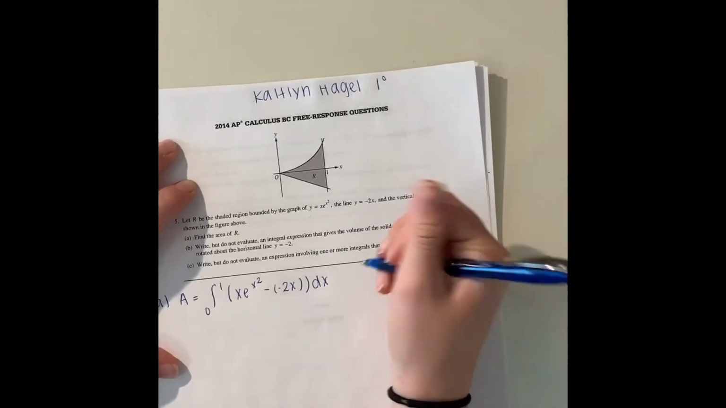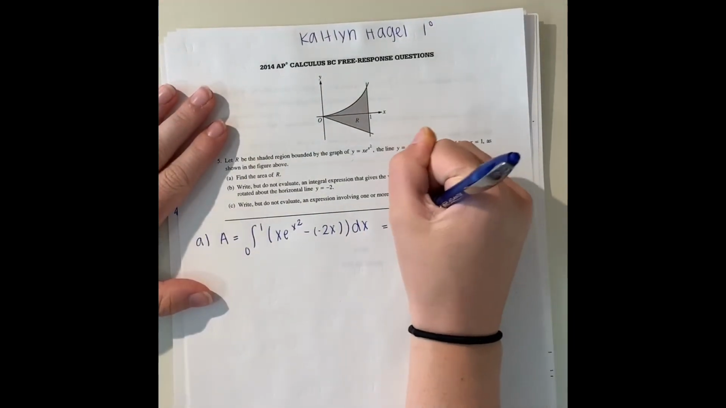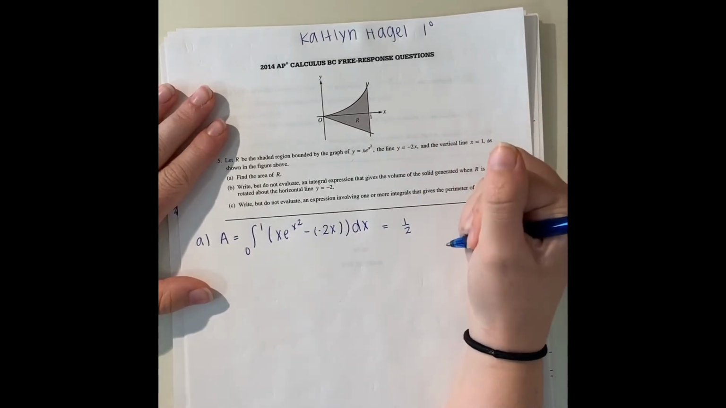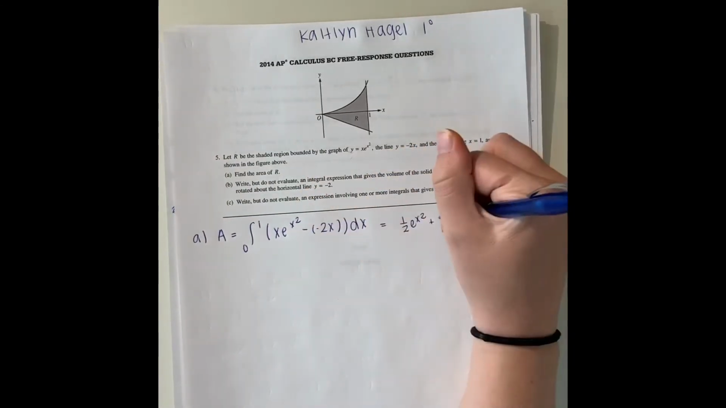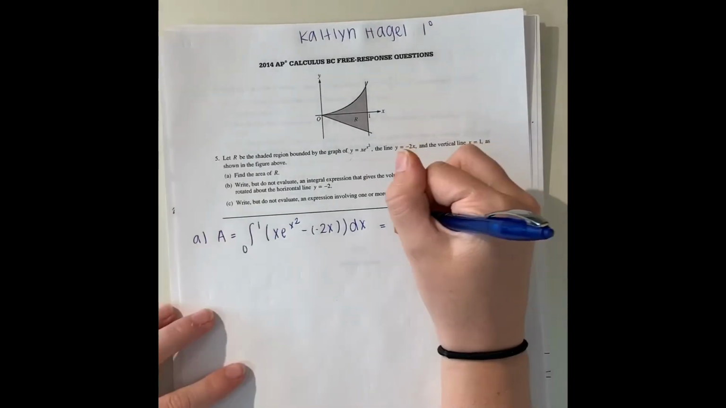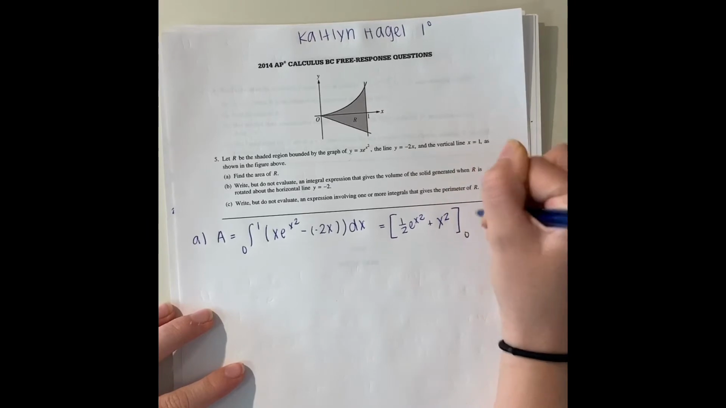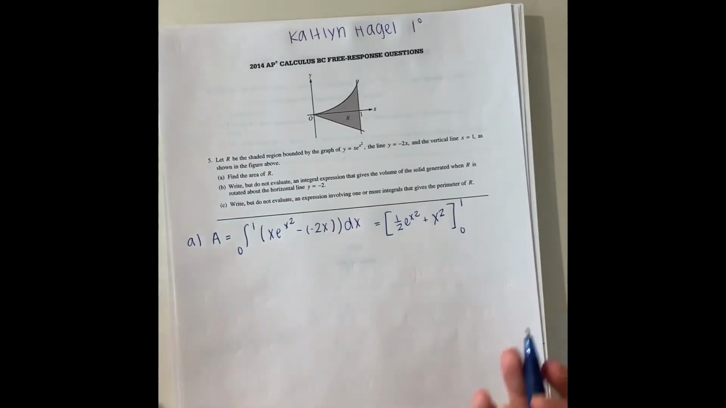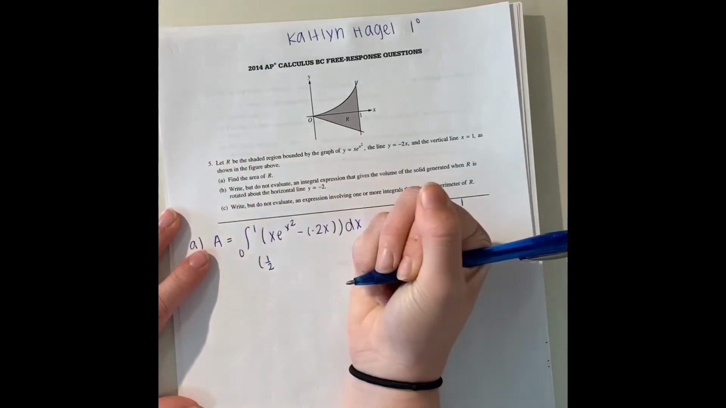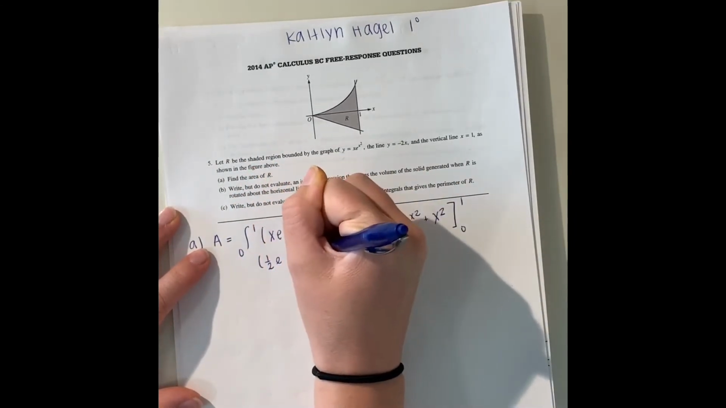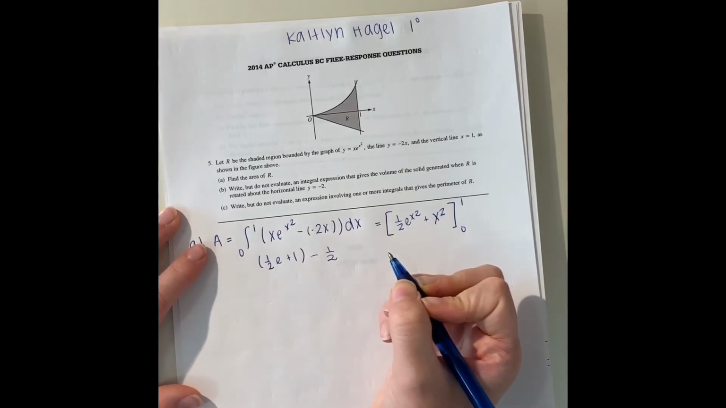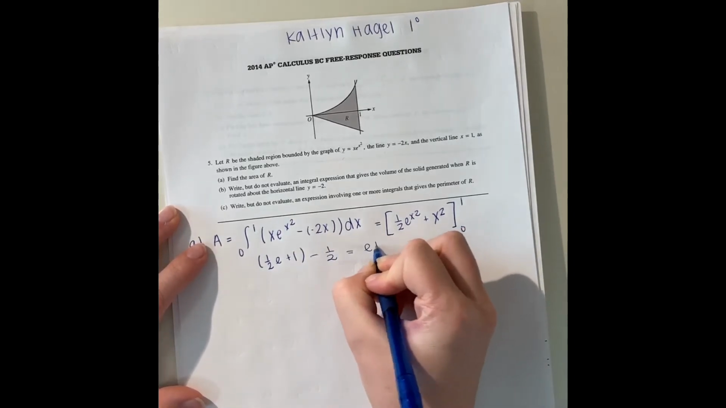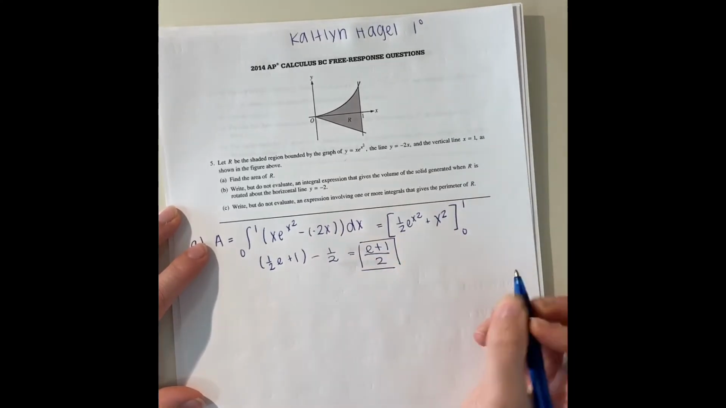And then we're going to solve this out. So then find the integral of these, which equals 1/2 e to the x squared plus x squared. And then we're going to do it from 0 to 1 and plug those in. We're going to get 1/2 e plus 1 minus 1/2. And the answer would be e plus 1 over 2 is your area.